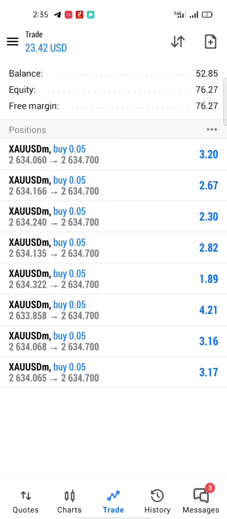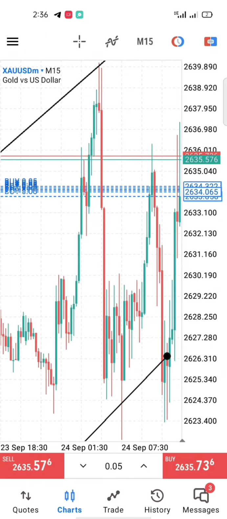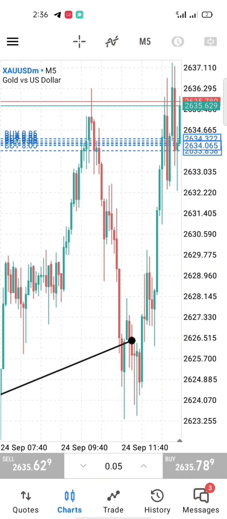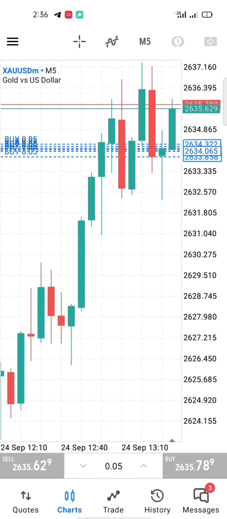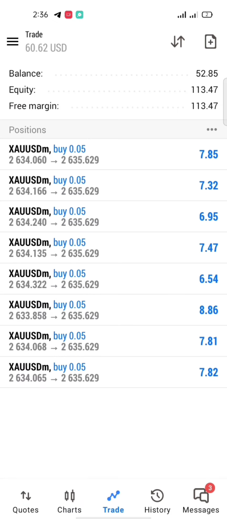Just watch and see how to take an account to a mighty height, and see how long it takes me to reach this target of $6,000 from a $6 account. So guys, the trade is currently buying further, giving us huge profits. We're currently up $170 in profit.